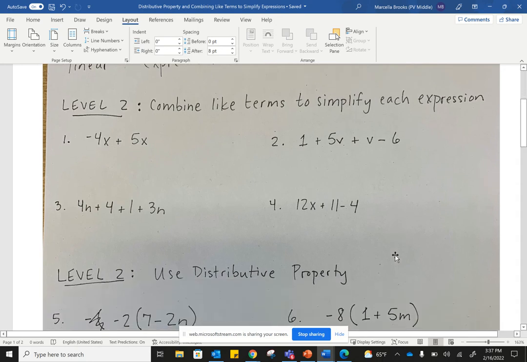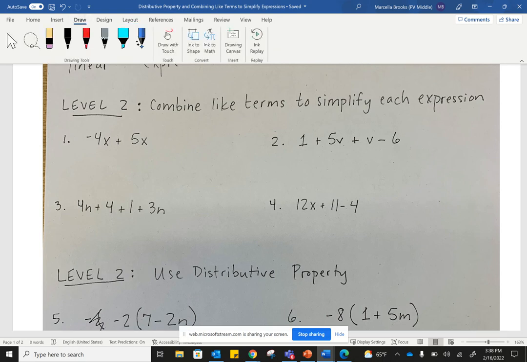Okay, so I am going to start with number 3 here. It says 4n plus 4, plus 1 plus 3n. So right away, I'm going to identify my like terms. Since you guys have pencils, not highlighters, I'm going to put a box around 3n and 4n. Those are like terms. They have the same variable, so we can combine those. What's 4 plus 3? That would be 7. So 7n.